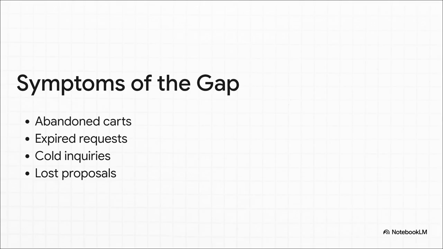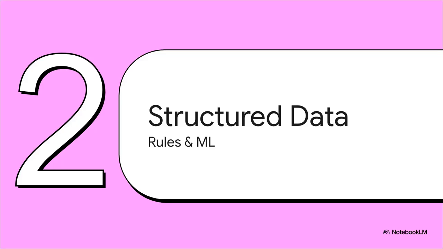So the mechanics look wildly different across different types of marketplaces, but the core failure is exactly the same. Something breaks between the connection and the actual conversion. And because platforms so often view these as totally separate issues, they tend to apply the completely wrong tech to try and fix them. Which brings us to Section 2, Structured Data, Rules, and ML.